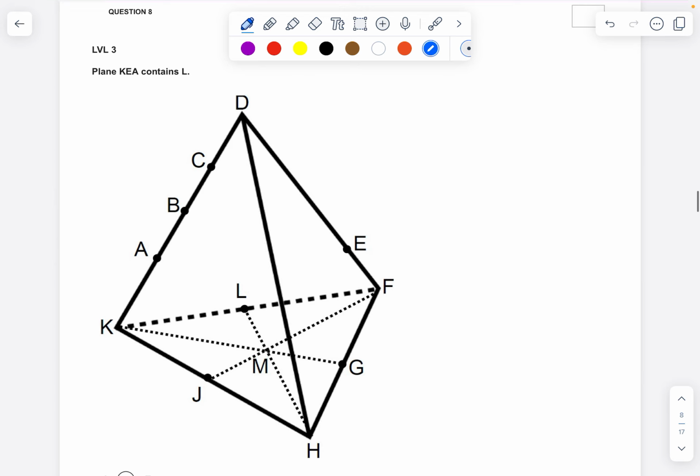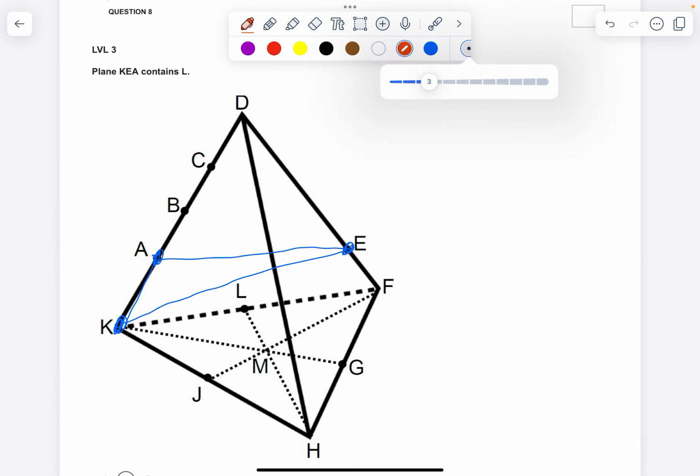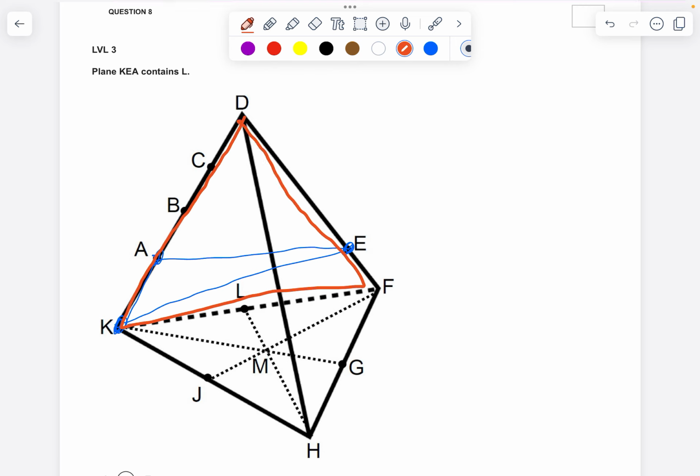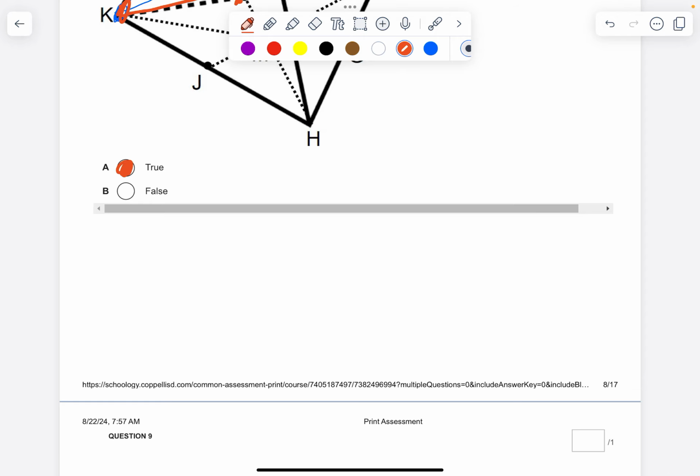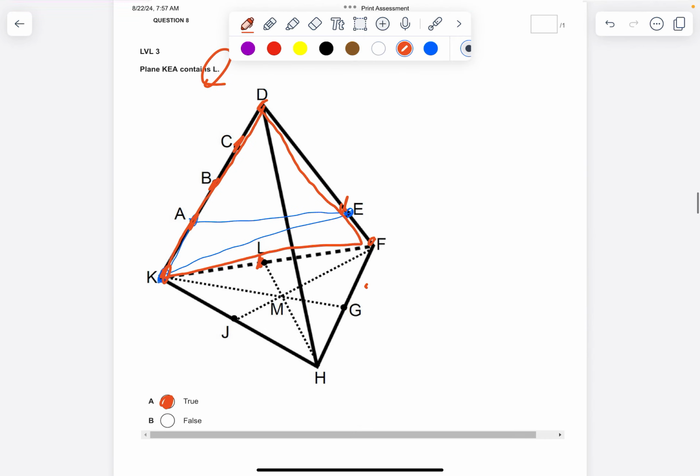KEA, let's find it. Here's K. Here's E, and here's A. That triangle, those points are on the back plane together. I'm going to highlight that in bold, but that is the back of this pyramid. So we have boop, boop, boop. All of that is the back plane, and that has K, A, B, C, D, E, F, and L all on the back. And L is one of those, so that is true once again. If it was any of these points in front of the back, we would have had to say false, but all of those points are on the back of that pyramid together.